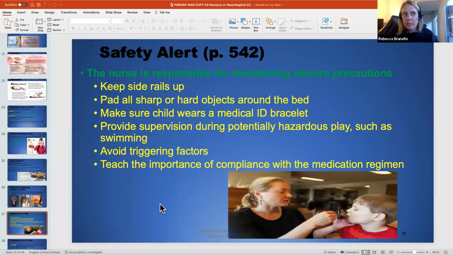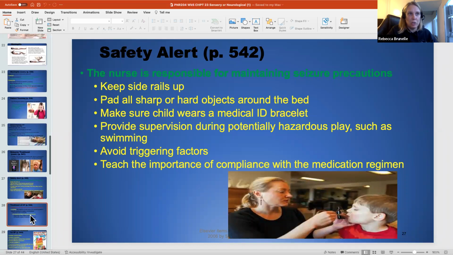So if you're taking care of a kid that has a seizure disorder, there's certain things you always need to make sure you're doing. Make sure the side rails are up at the bed. You don't want them falling when they have a seizure. Make sure there's no hard objects around the bed that they could hit when they have a seizure. For all patients, you want them to have their medical ID bracelet on, but if you have to give an emergency medication to a kid that's seizing, it would be really terrible if they didn't have their ID bracelet on. And make sure that you're teaching parents to supervise them when they're playing, avoid anything that triggers their seizure, and making sure the parents know the importance of compliance with medication.